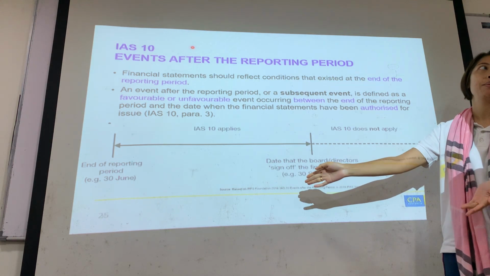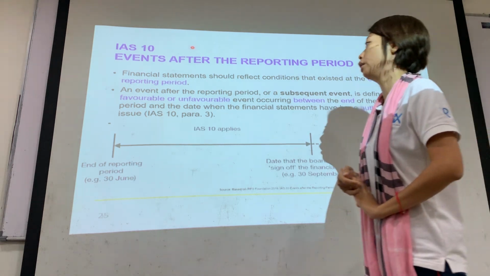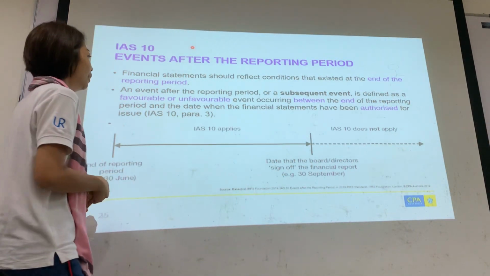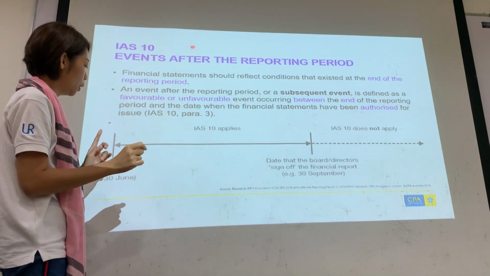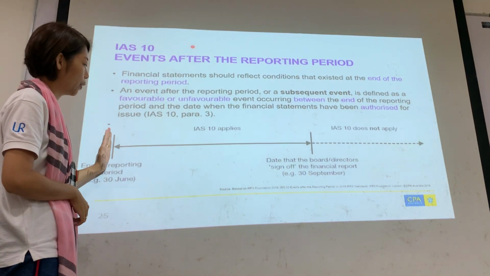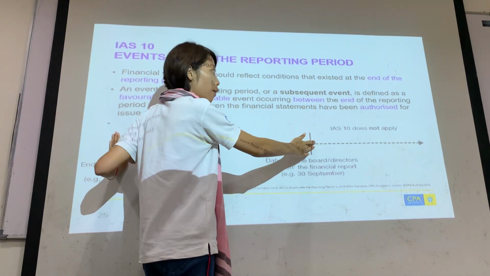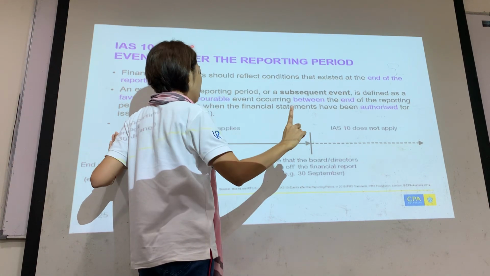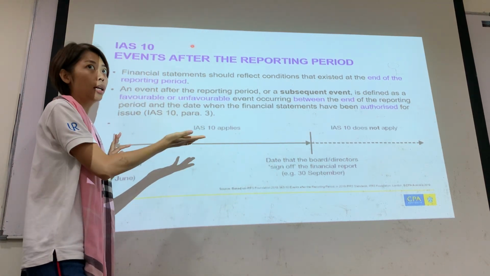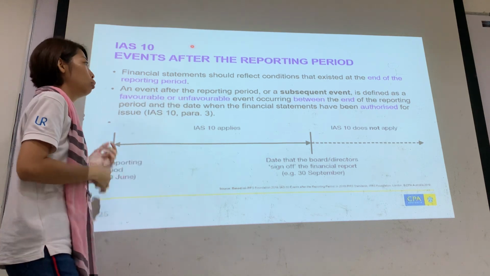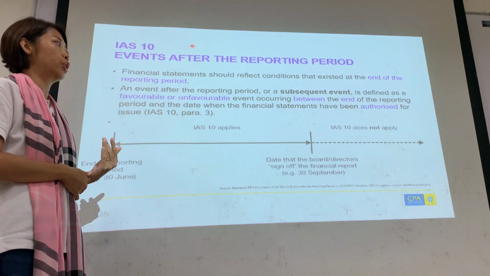Then it is 30th of September. So normally we will do it last minute and use up the grace period given by the Malaysian authorities until like January. So now, if there is an event that happens in between the last day of the financial year, 30th of June in this story, until 30th of September, the authorization date, okay, if at least one event happens, then we will use IAS 10 as a guideline to do something, okay, to do or not to do accounting entries, or to disclose it without adjusting it.